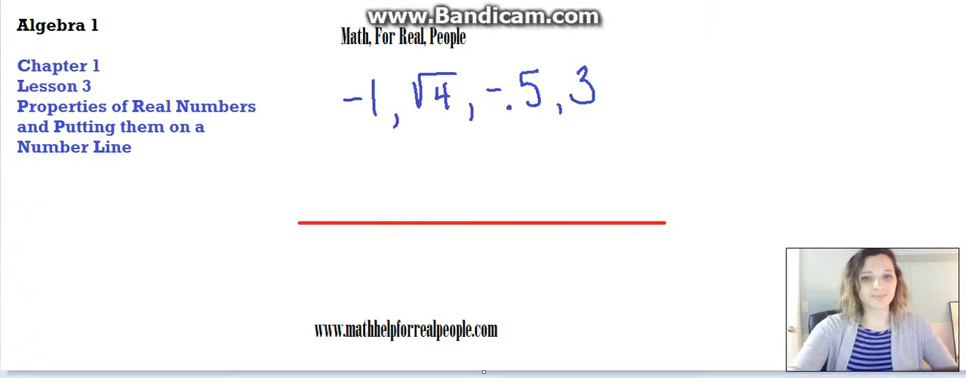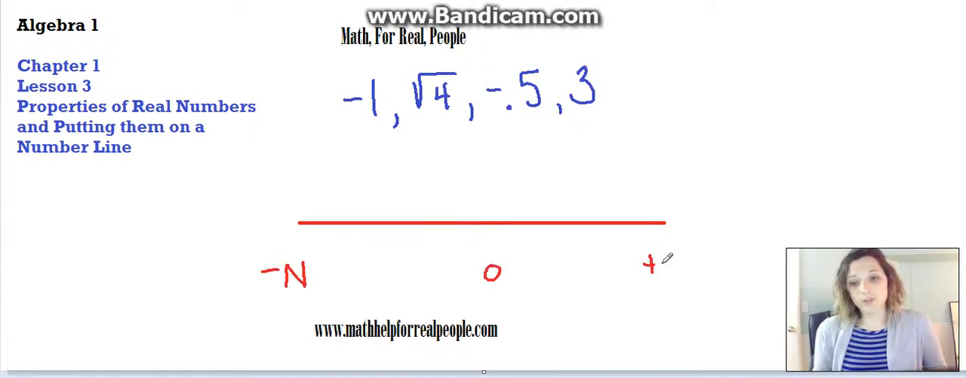Okay, so here's our numbers. And we need to look at these and be able to tell what they are based on our definitions from the last little clip there. And we need to be able to put them on a number line. So let's remember, with a number line, we have our negative numbers over here. And then there'll be 0 and then positive over here.